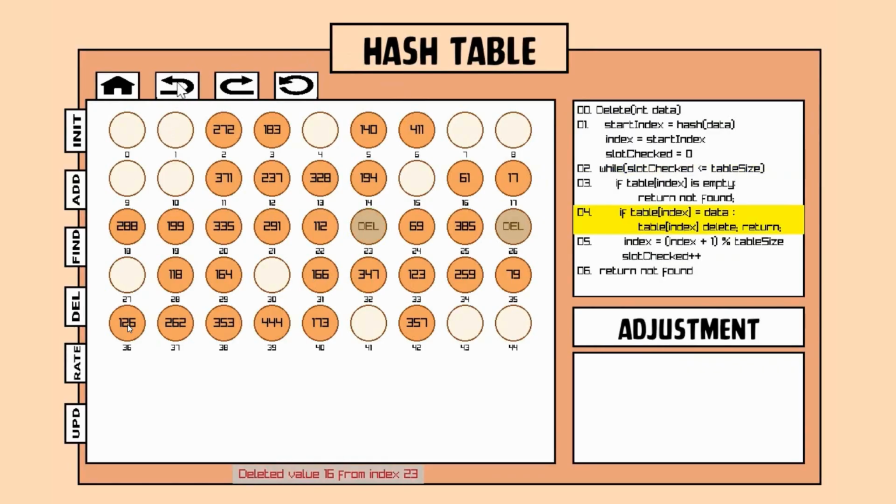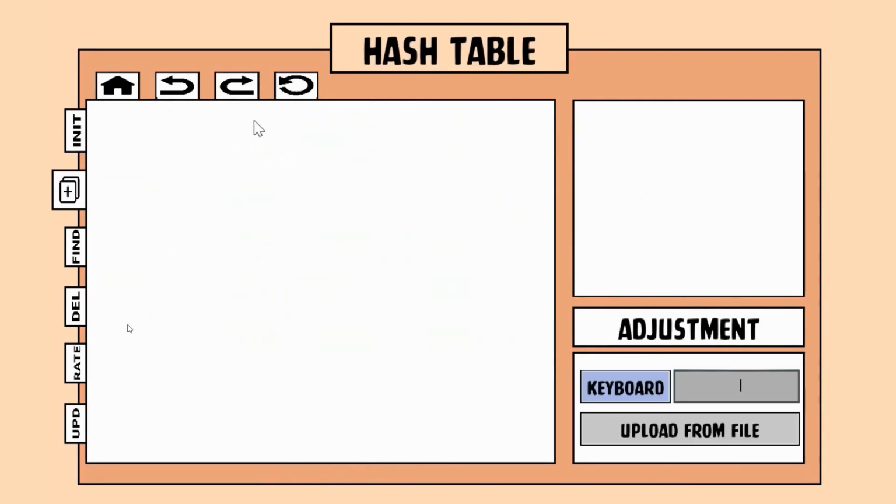Now I introduce you to the undo button. Click here and the hash table will move to the previous hash table. For example, the 16 will be there again, and the redo will redo it. The 16 will be deleted when I click redo. And the last one is reset. Click it and the hash table will reset everything.